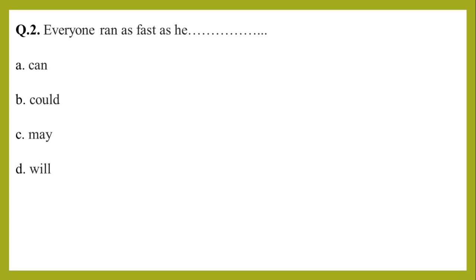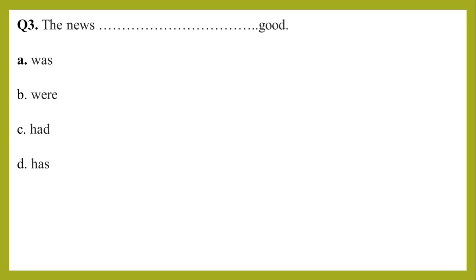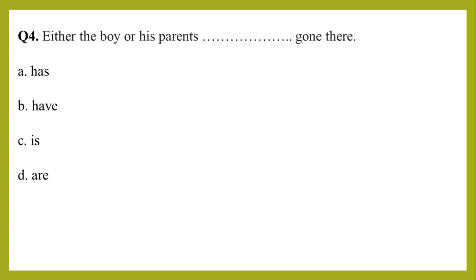Question number 2. Everyone ran as fast as he dash. You have to fill this blank by choosing the correct option: can, could, may, will. The correct option is "could". Question third. The news dash good. You have to fill in the blank with the correct answer from the given options: was, were, had, has. The correct answer is "was".